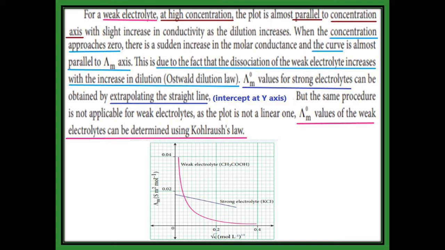We already studied this in Ostwald's dilution law. Ostwald's dilution law is only for weak electrolytes. For a strong electrolyte we can get the limiting molar conductivity value. How? You extrapolate the straight line, and it meets one point on the y-axis. That point is called the limiting molar conductivity for the strong electrolyte. But the rose color line is for the weak electrolyte, which is parallel to the y-axis, so it never meets the y-axis. Then how can we find the limiting molar conductivity for a weak electrolyte? With the help of Kohlrausch's law, which we will study later.